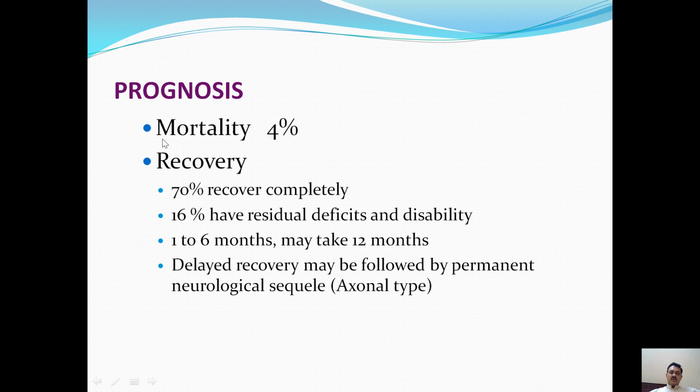What is the prognosis? Mortality in good centers is around 4%, and that is due to arrhythmia, or the second most common cause is respiratory paralysis. So this is the cause of mortality. 70% of patients almost recover completely. 16 to 20% do have residual deficits or significant disability. It usually takes 1 to 6 months to recover. In some patients, it may take 12 months to recover. Delayed recovery may be followed by permanent neurological sequelae in axonal types of neuropathies. So those variants in which there is axonal damage may show a residual deficit.